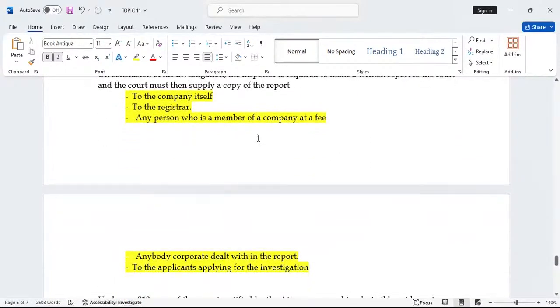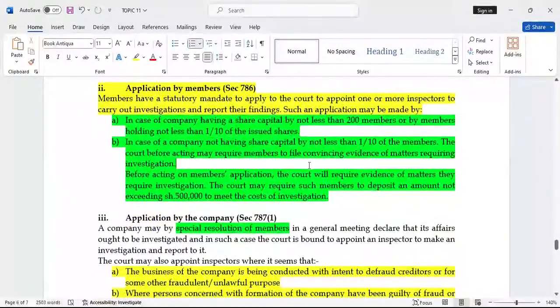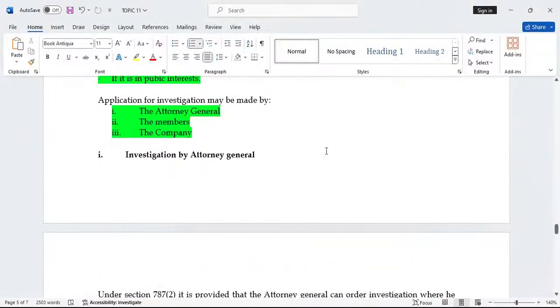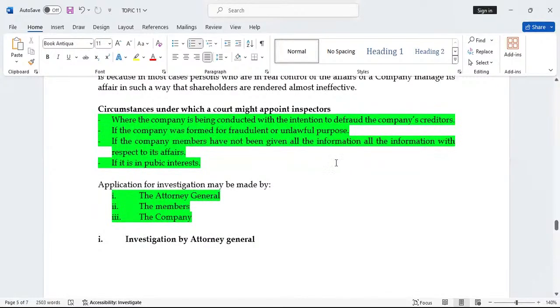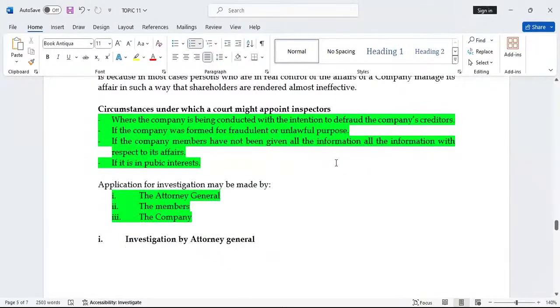So be very keen with these areas I've highlighted. They are the ones that have really been tested in the past. This particular topic is usually a bit common, so you have to be keen about company investigations, investigation of its affairs.